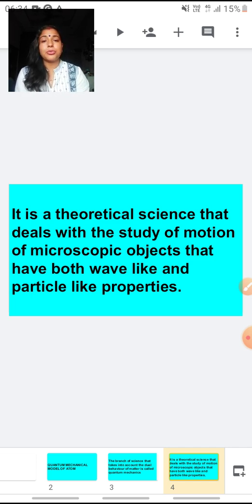Now, we cannot apply this to macroscopic objects, as I have told you earlier. Why? Because for macroscopic particles, the Heisenberg uncertainty principle does not hold true. Macro means big. For macroscopic particles, the mass of that substance will be so high that the wavelength will be very low. That means it will be of no use.